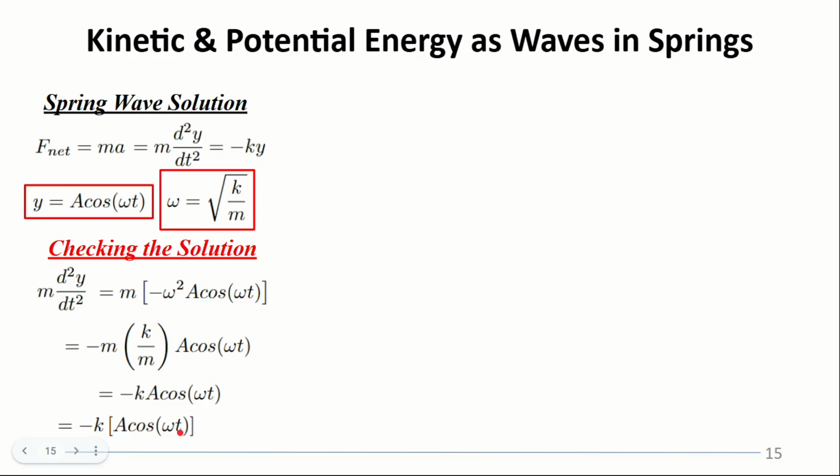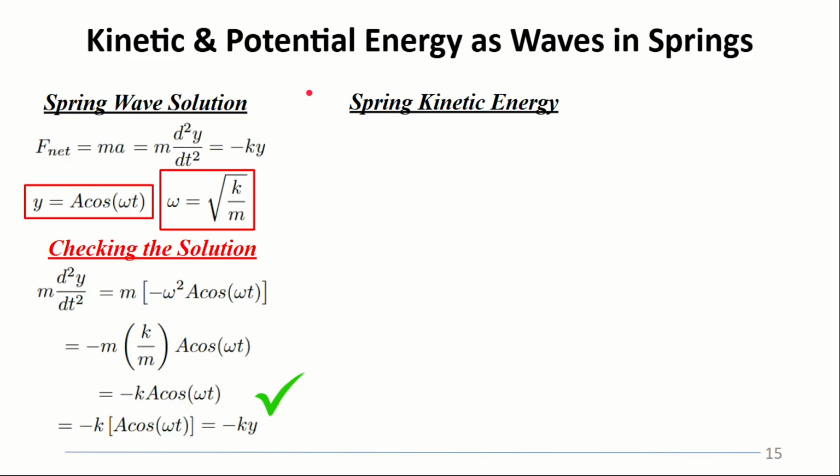And what does a cosine omega t look like? It looks like y. And if you look at this, you'll see that m times the second derivative of y with respect to time will eventually turn out to be equal to negative ky, which is exactly the same thing as this equation up here. So these solutions right here in red work out. So put a check mark there.